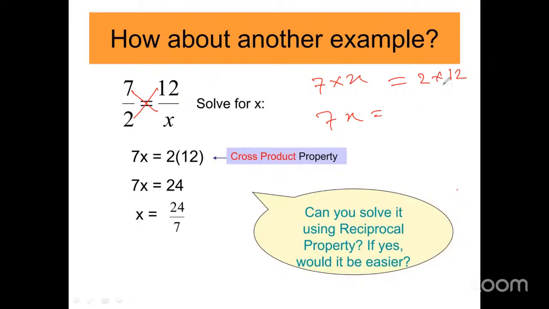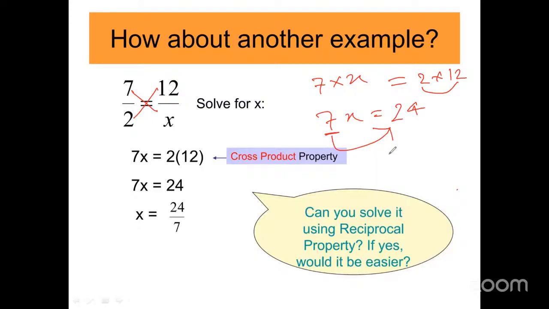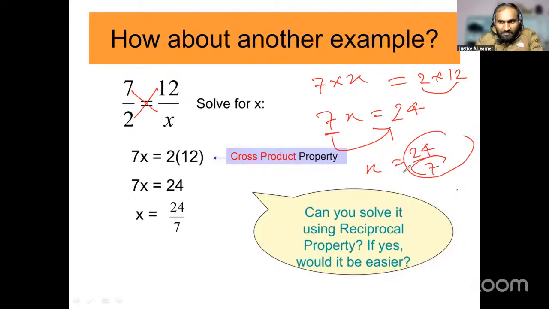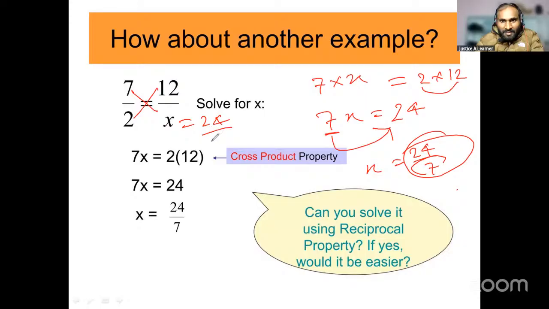So 12 and 2, like 24. And then this thing would go in division, isn't it? So it'll be x equals 24 divided by 7. So that is the answer. So the value for x is 24 upon 7. We can also find it in decimal, but there is no need, right?